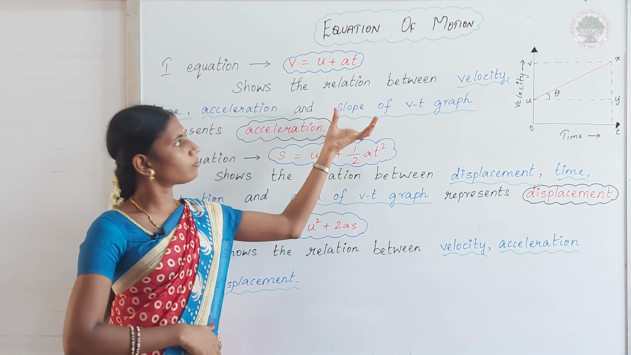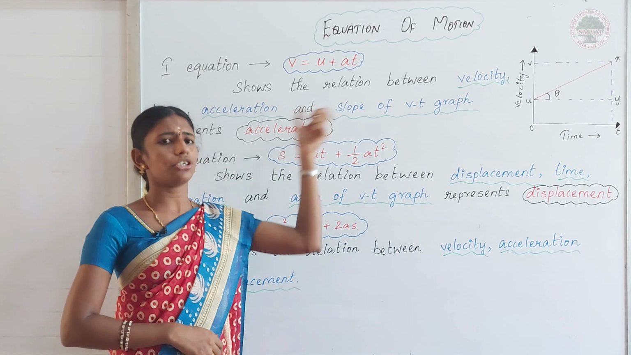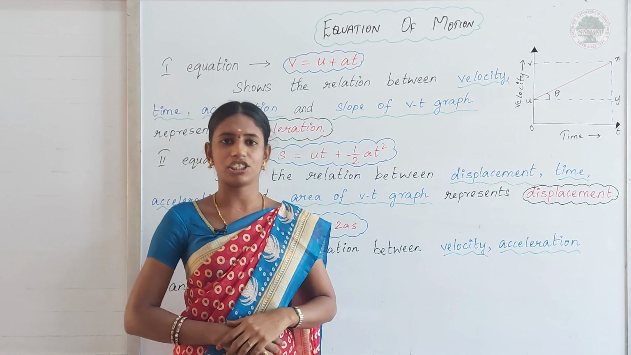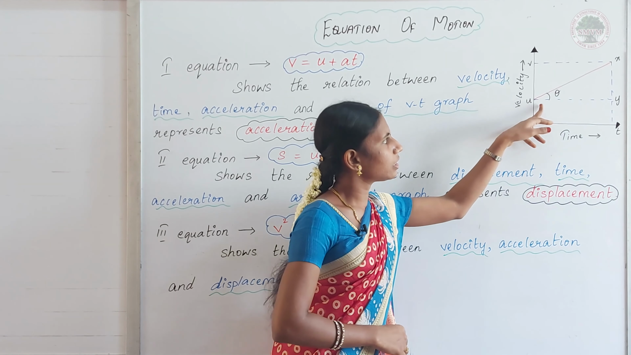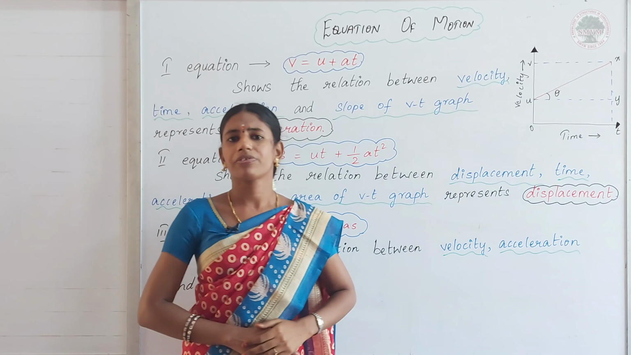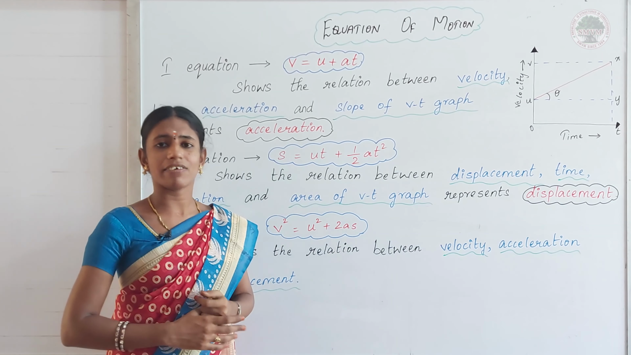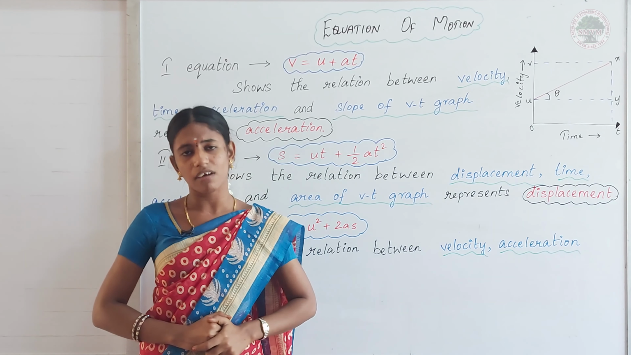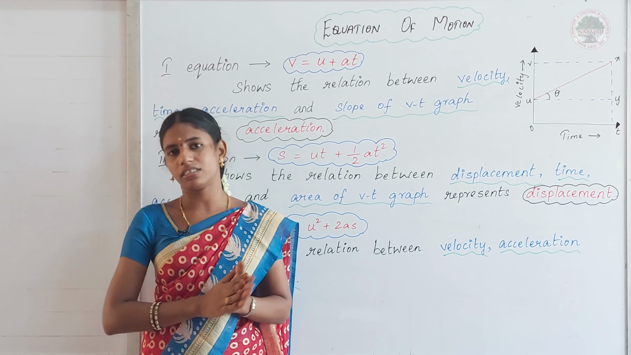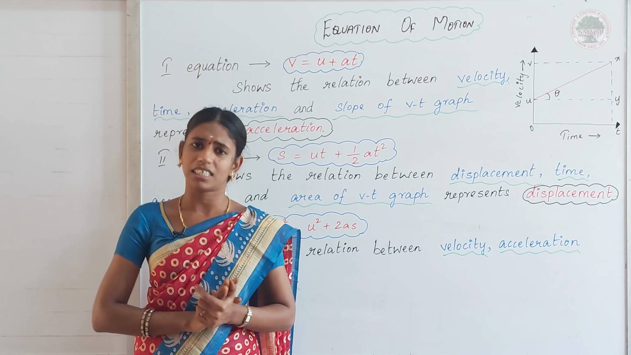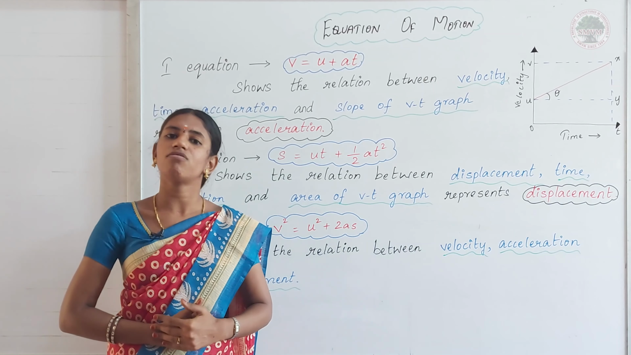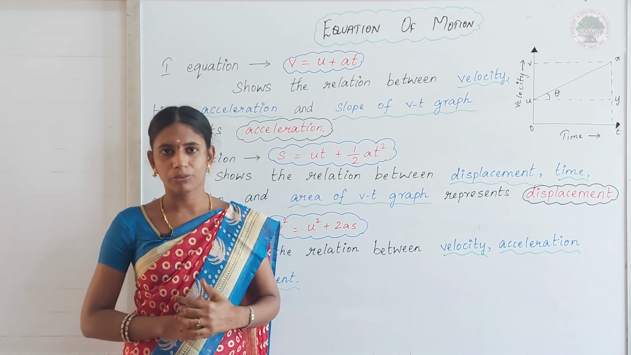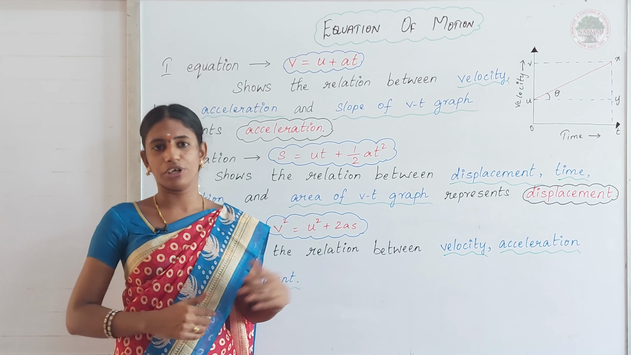For the first equation of motion, when you take the slope of the velocity time graph, it represents the acceleration. This red line denotes the acceleration. Then for the second equation of motion, if you take the area of this velocity time graph, it represents the displacement, the shortest path he has travelled. And this third equation of motion can be derived from the second equation of motion. Now let's see how to derive this.